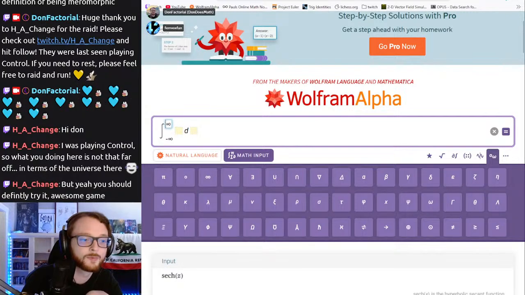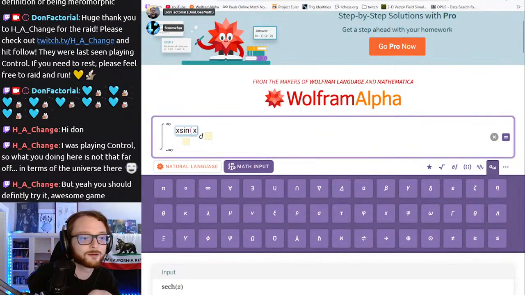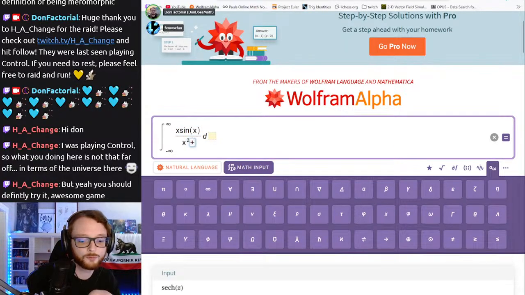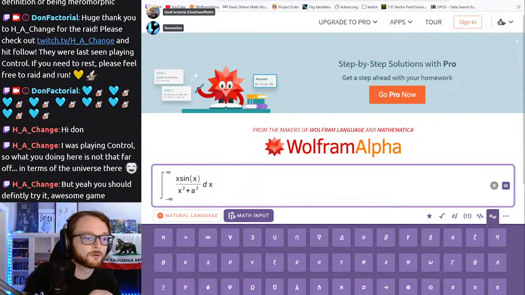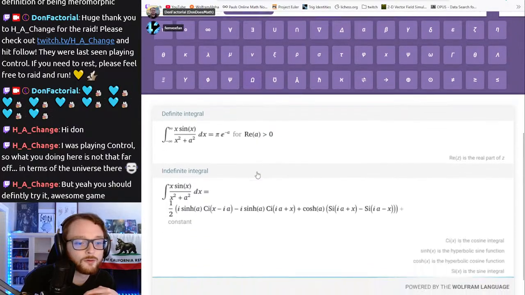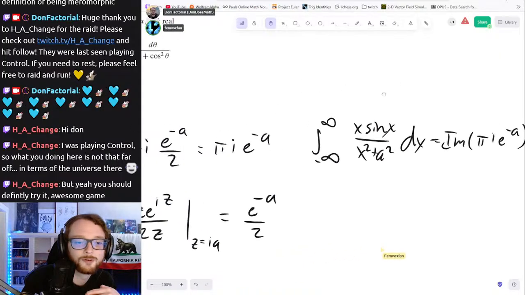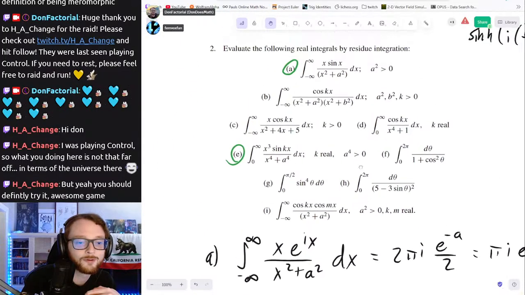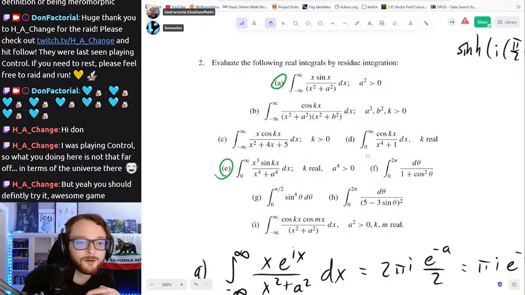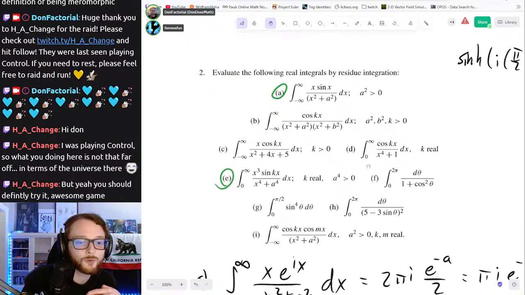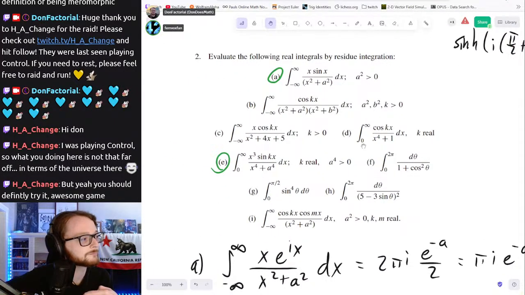Sine x squared plus a squared. Awesome game? Okay. Pi e to the minus a. Wow, it can actually do it. Beautiful. Okay, that's a success. I'll tell you, if you have the power of residues, it's kind of like being a god. All of a sudden you can do it, and it's so much easier than trying to mess with that integral doing anything else.